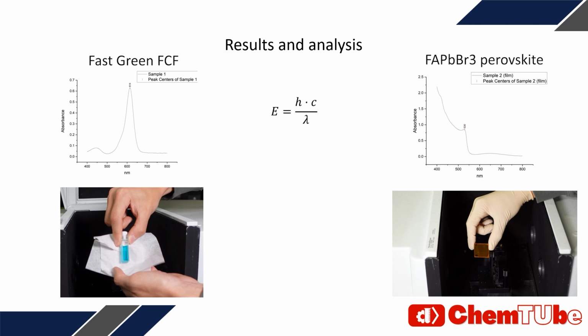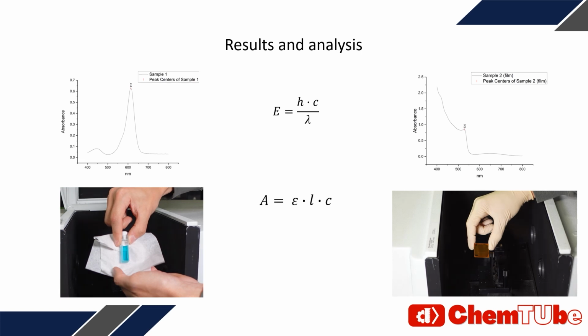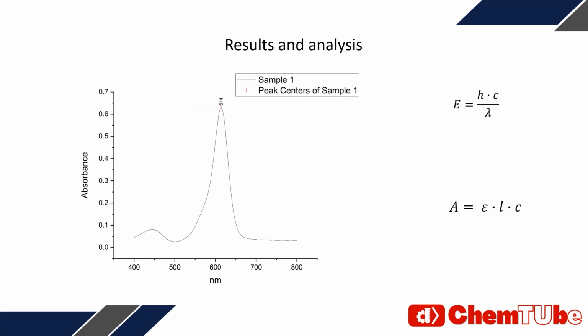You can calculate the energy of absorbed light with a previously derived formula. To analyze, identify peaks and use the Beer-Lambert law to determine concentrations. From the first sample, we can clearly see a peak at 614 nanometers. This data can reveal the composition of materials or help confirm known substances.